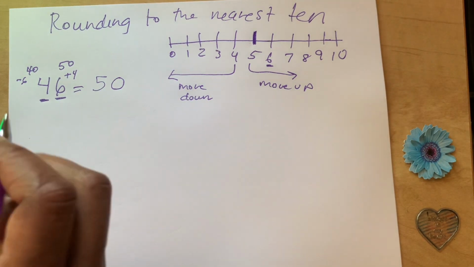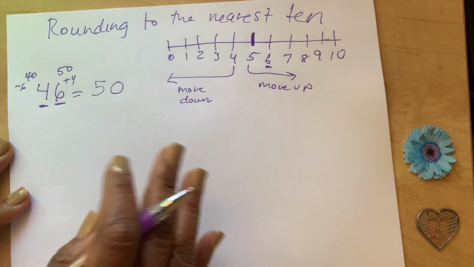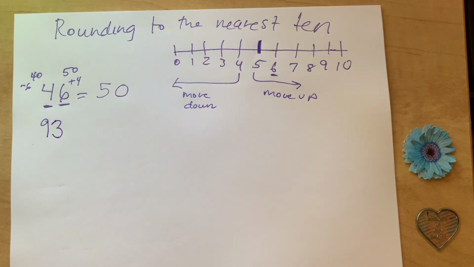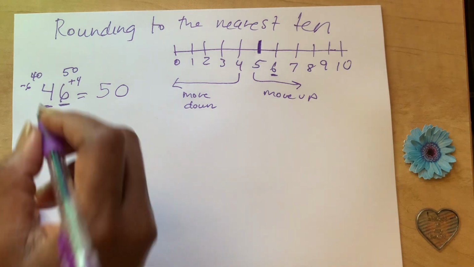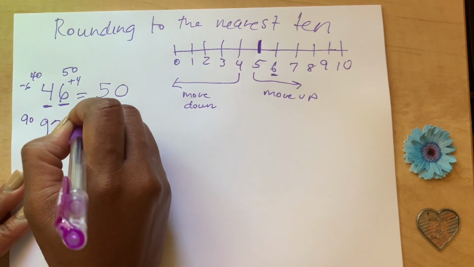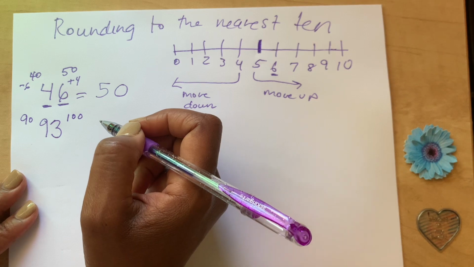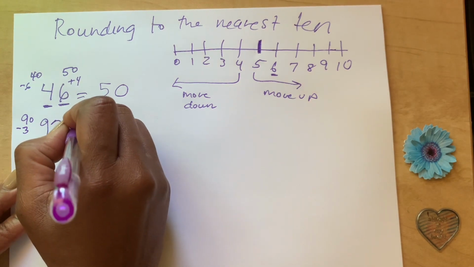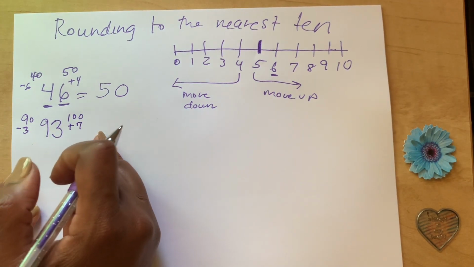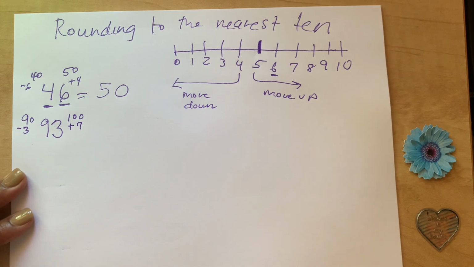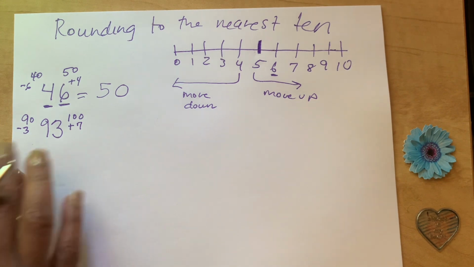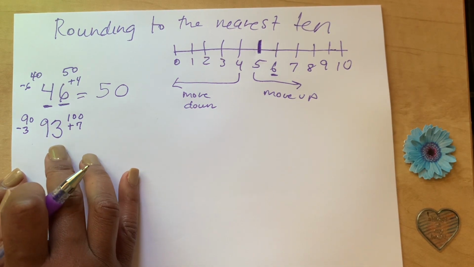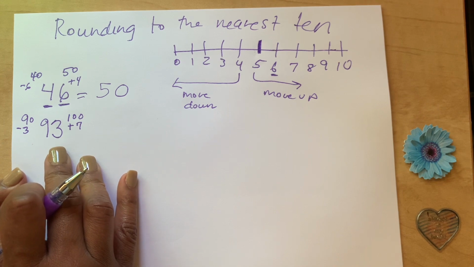Let's try another one. Let's say we have the number 93. So 93, as we know, is between 90 and 100. And just to look at it, we know we can go 3 places to the left to get to 90, or we'll have to move 7 places to the right to get to 100. I can already tell just by looking at the number and knowing it's between 90 and 100 what it is to the nearest 10. But let's check it on this little chart.